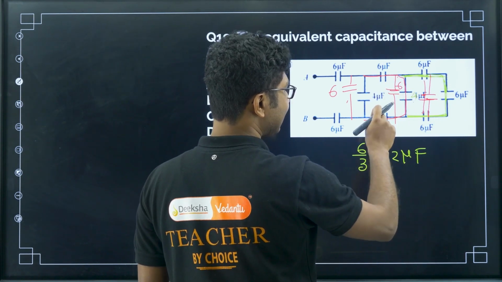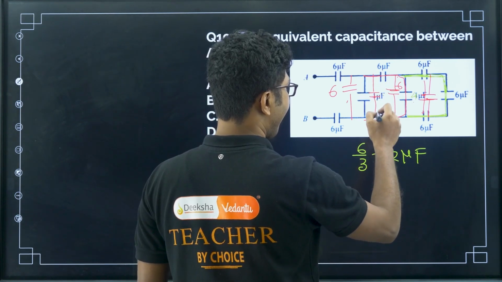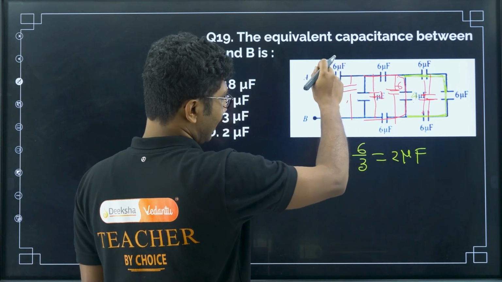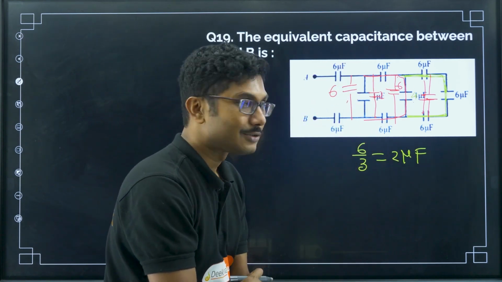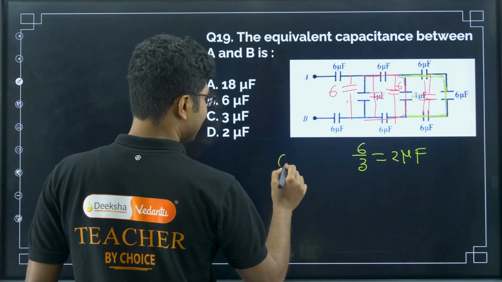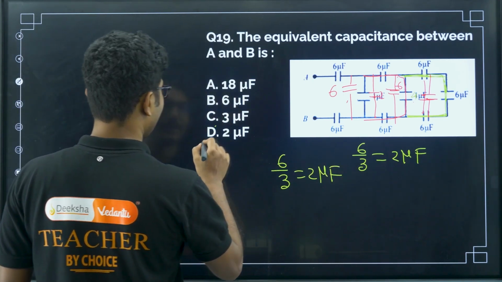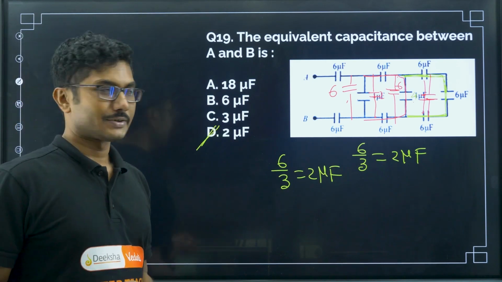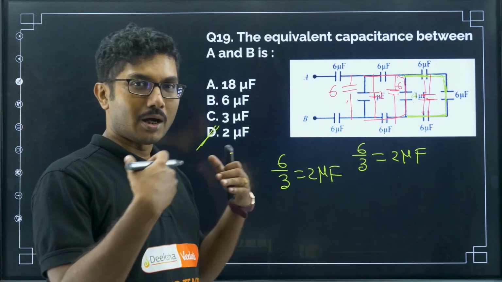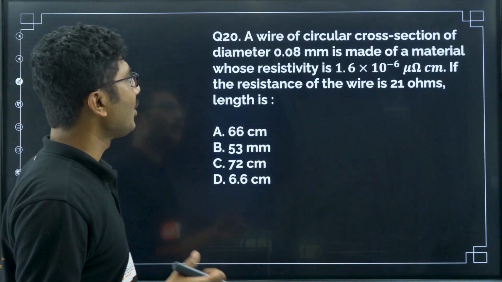6, again 3 6s. So again 2, another 2 here. 2 plus 4, again 6. That 6. Again 3 6s are in series. So 2 microfarad. So final answer will be 6 by 3, that is 2 microfarad. Okay. Simple calculations. Only thing you have to understand the diagram and visualize the diagram, how you can solve these questions. Okay, these questions require a little bit of practice.